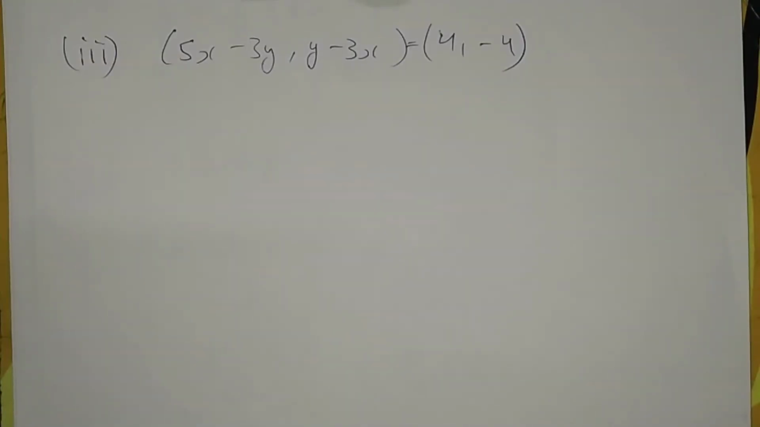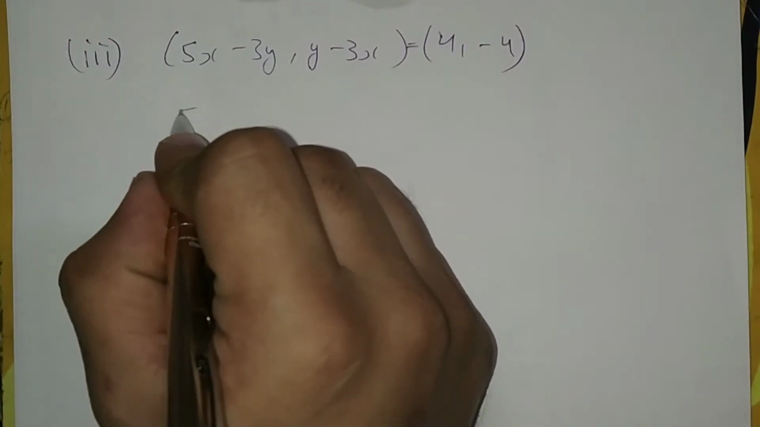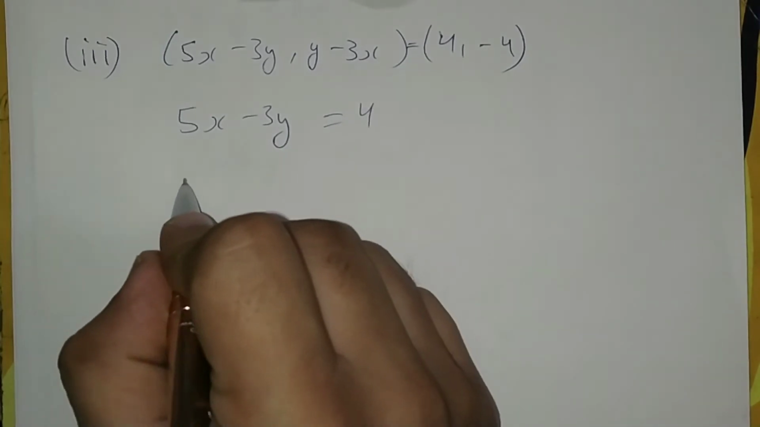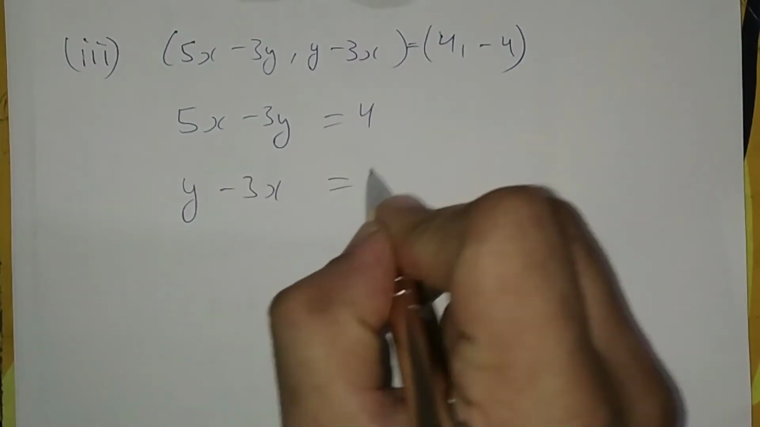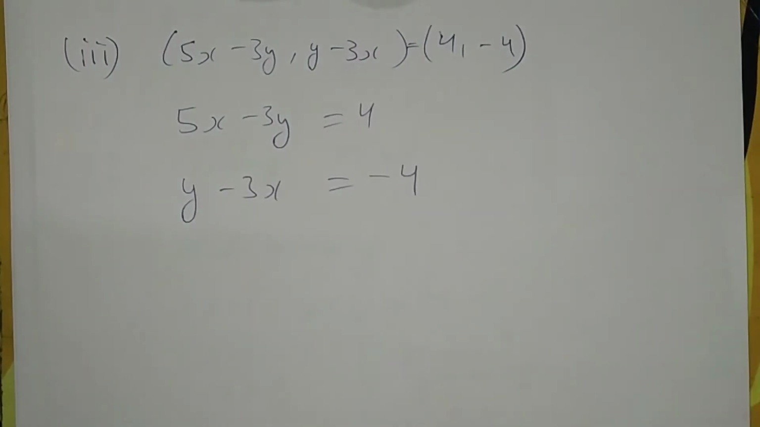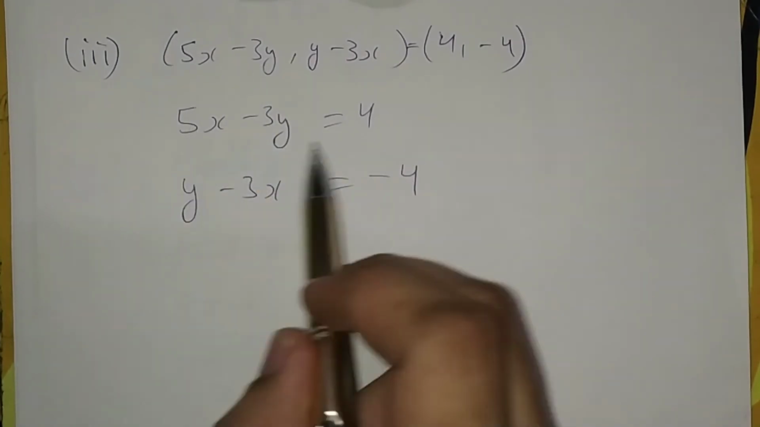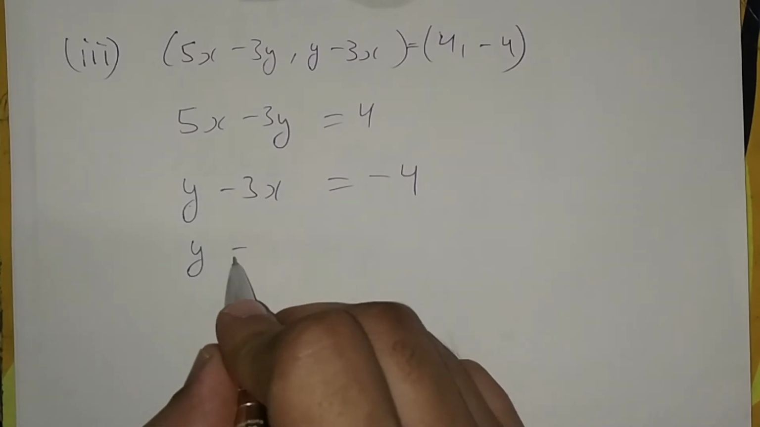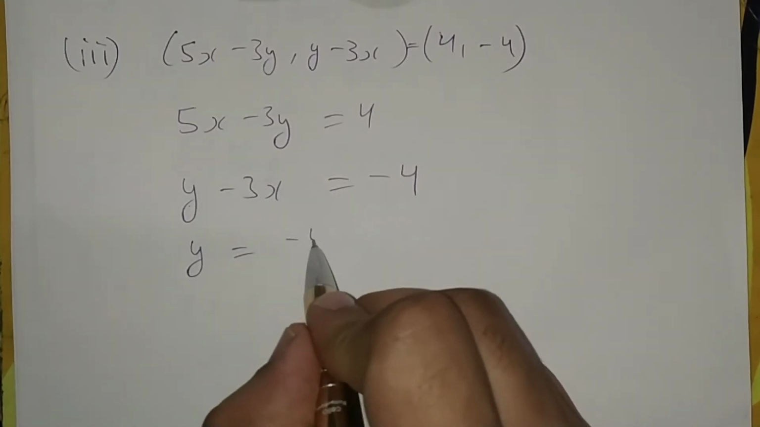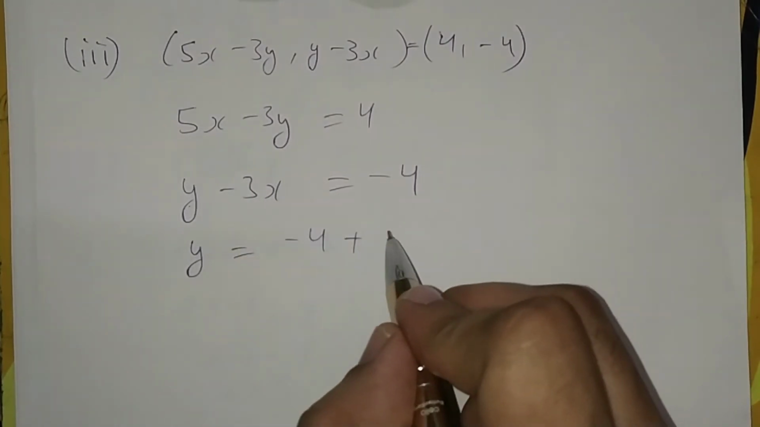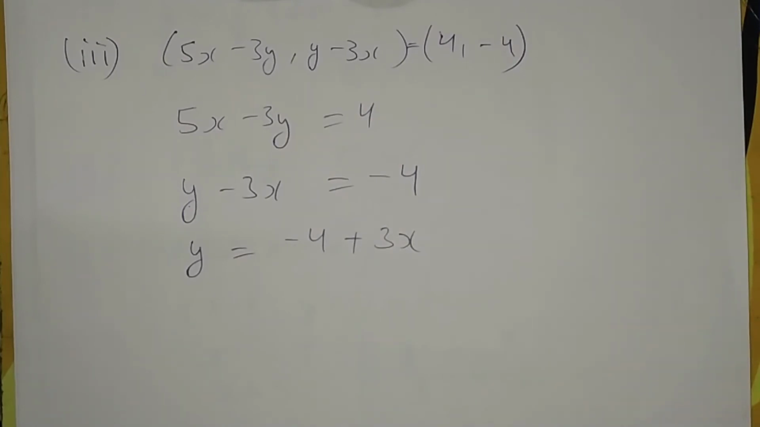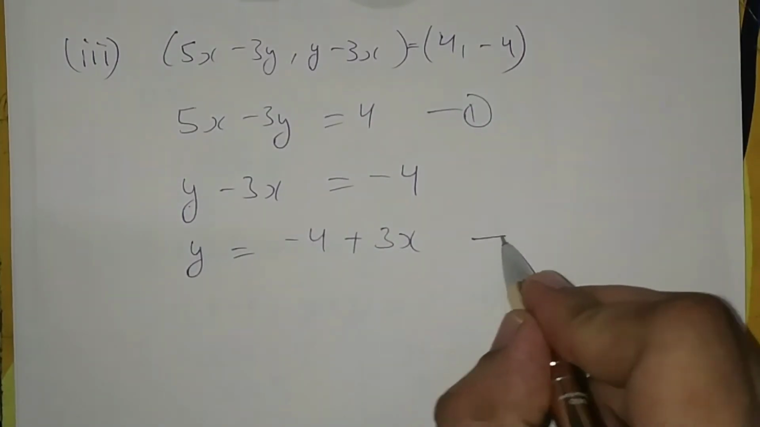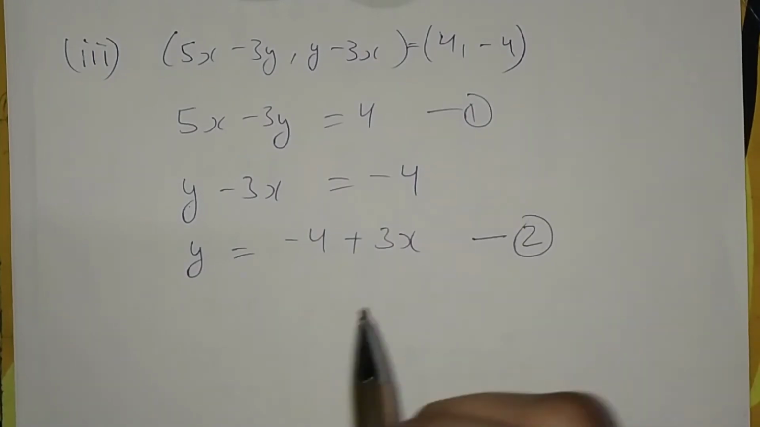Okay, this is your third part. 5x minus 3y is equal to 4. y minus 3x is equal to minus 4. So now there are two variables in a single equation. So from here we can calculate the value of y is equal to minus 4, this will become positive 3x. So if this is equation number 1, this is equation number 2.